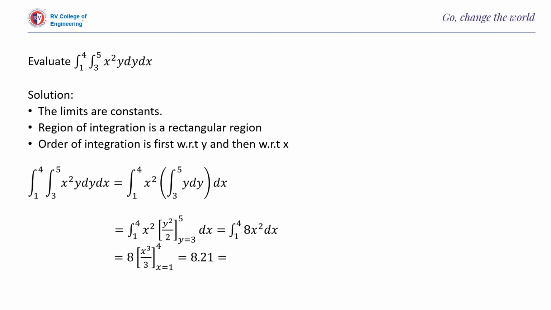Now integrate x square dx, which gives you x cube by 3 between the limits x equal to 1 and 4. So 8 into, substitute the upper limit x equal to 4, so it is 64, and for the lower limit x equal to 1, it is 1. So 64 minus 1 is 63, by 3 will give 21. So 8 into 21 is 168. This is an example of how we evaluate a double integral over a rectangular region or with constant limits.